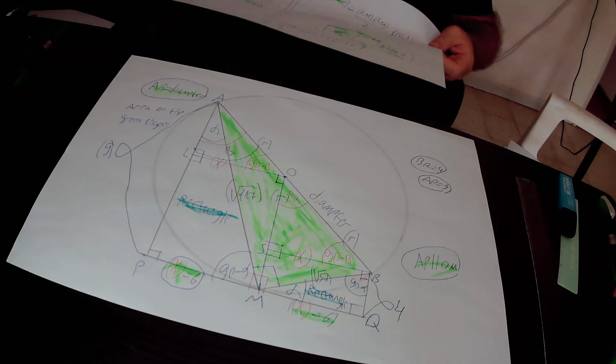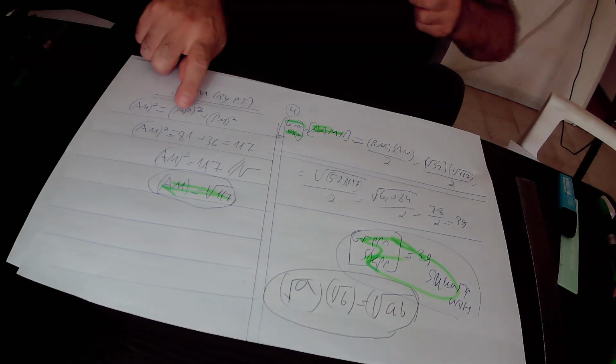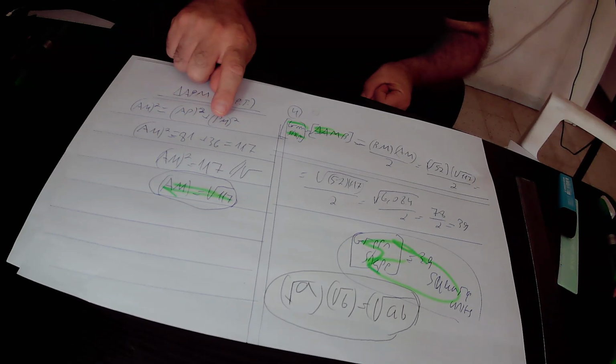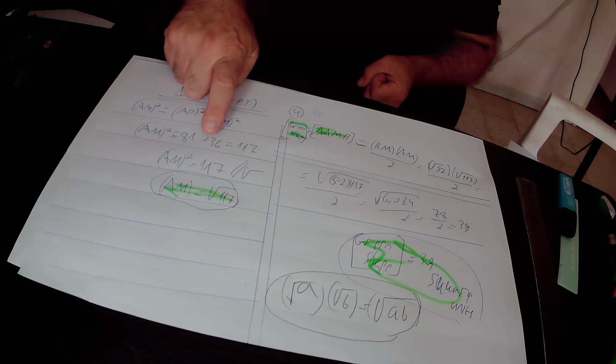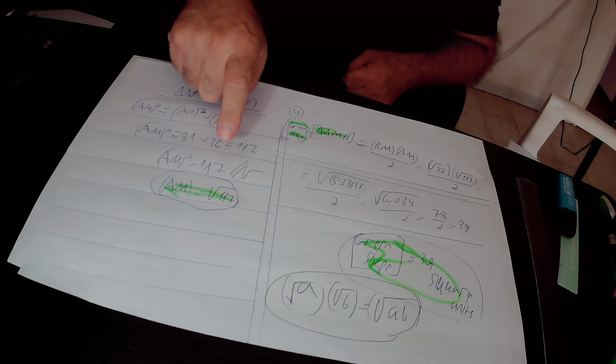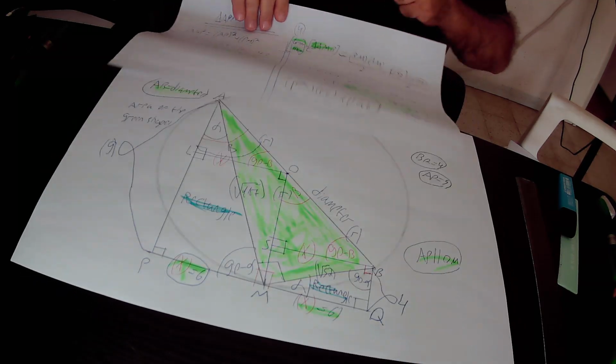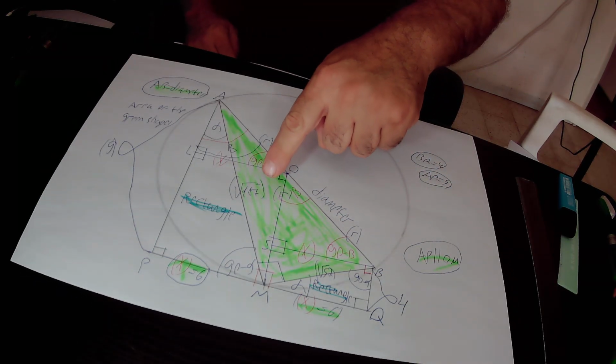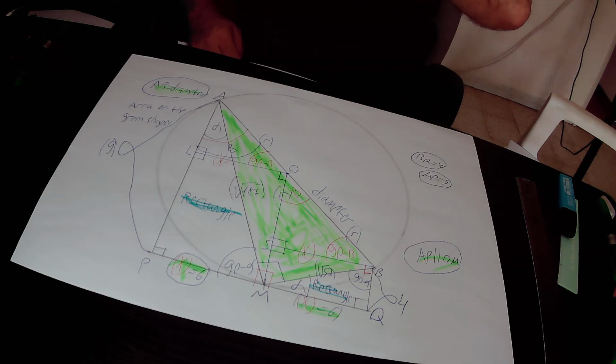So AM squared equals 81 plus 36. 81 plus 36 is 117. So AM squared equals 117. Taking the square root, AM equals the square root of 117 units in length. This is side AM, which equals the square root of 117 units in length.